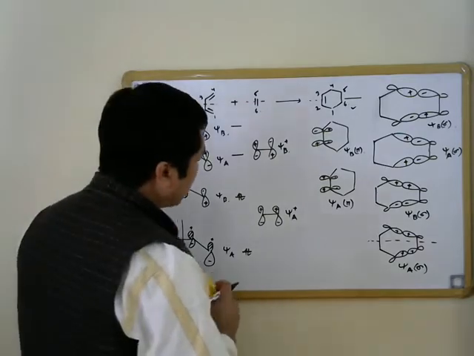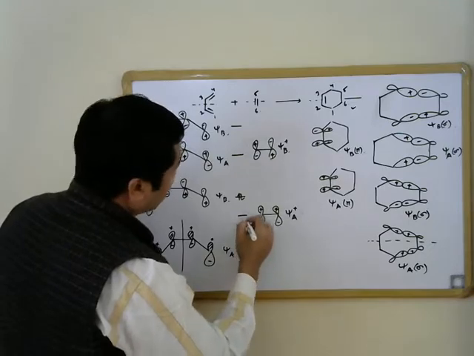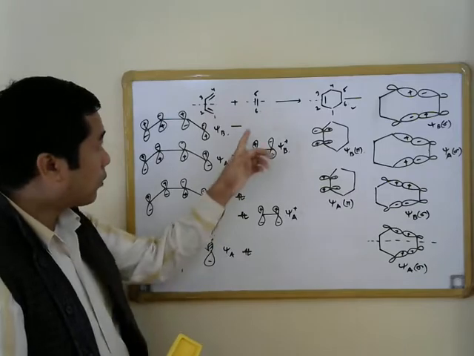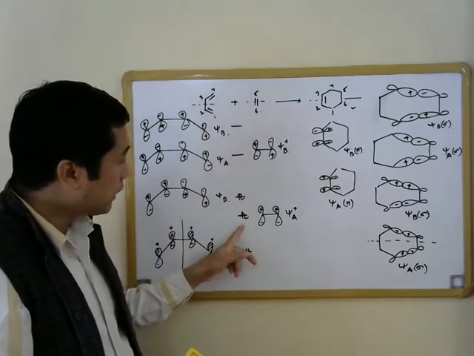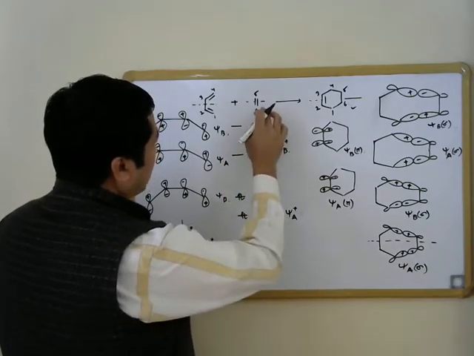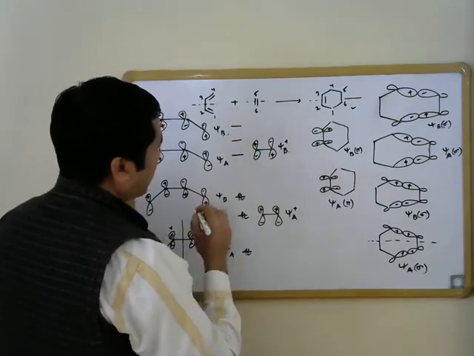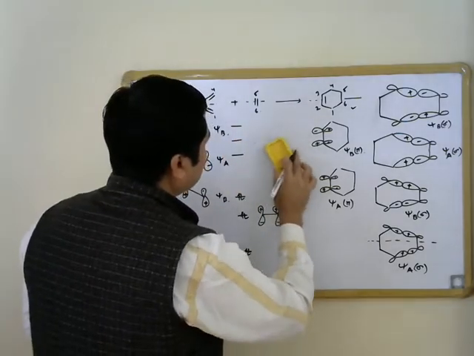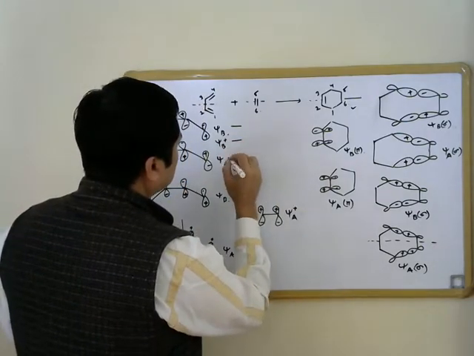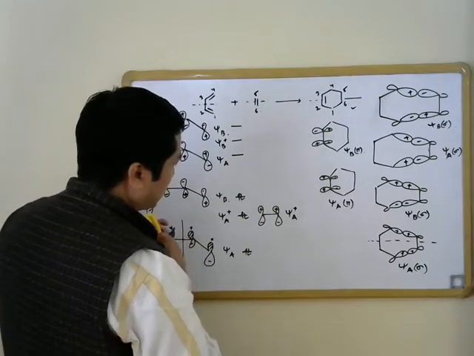Again, what we see is that for the reactant here, this bonding molecular orbital of the olefin is completely filled, and this antibonding molecular orbital of the olefin is empty. So we write these here. Let's write it as psi B plus, and let's write it as psi A plus.